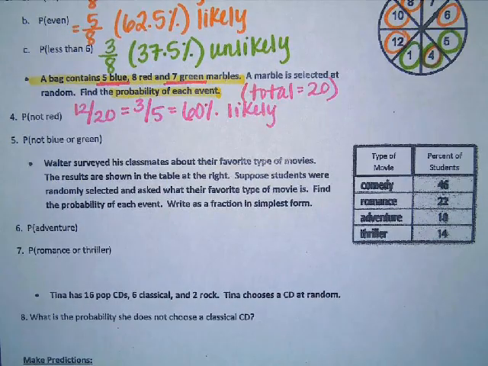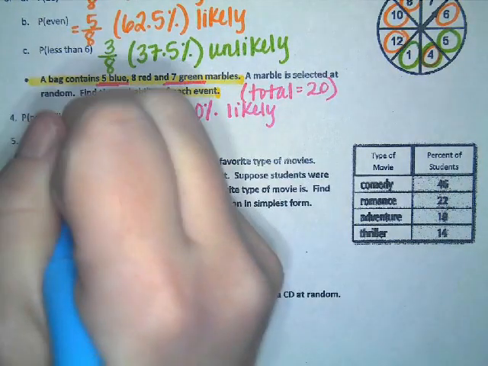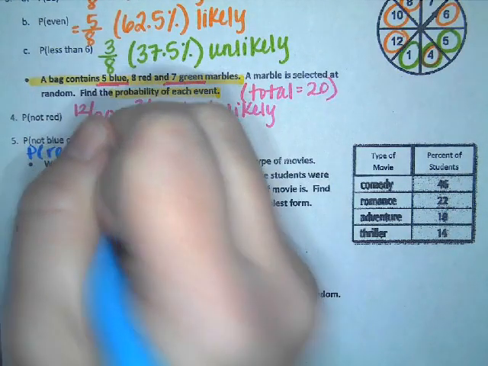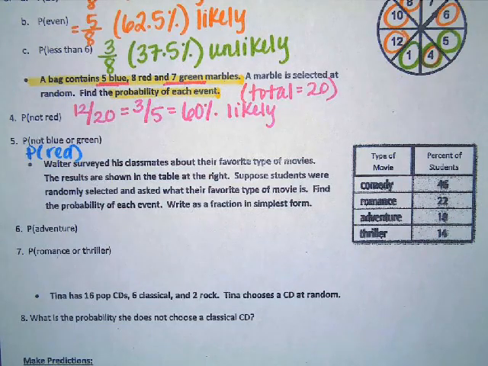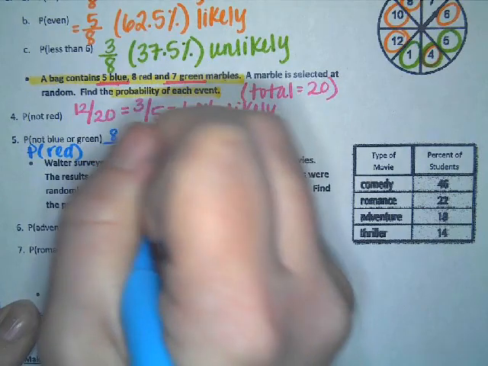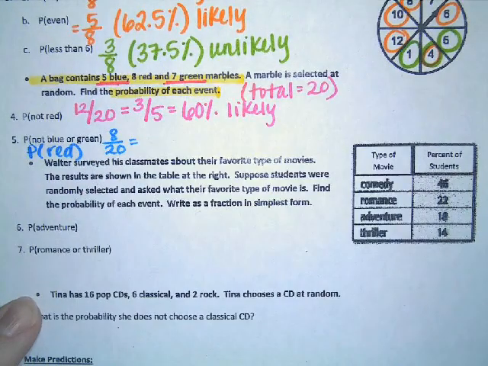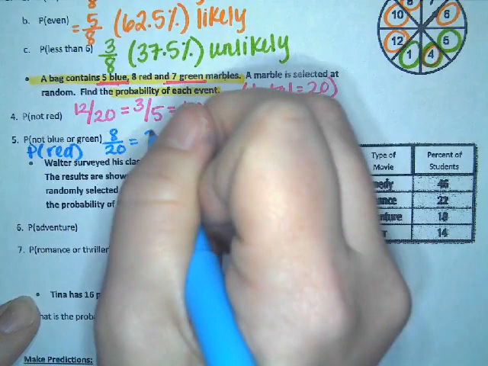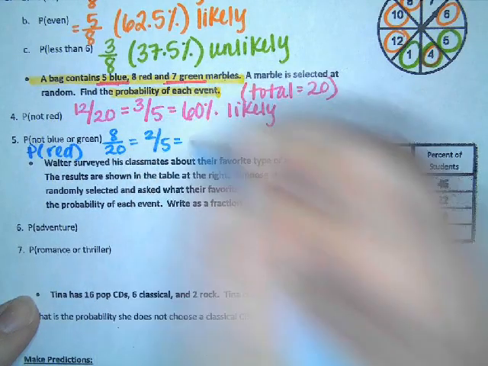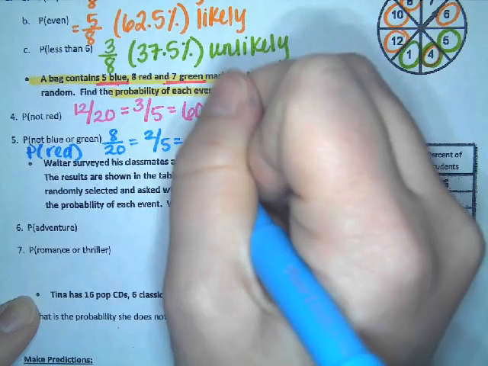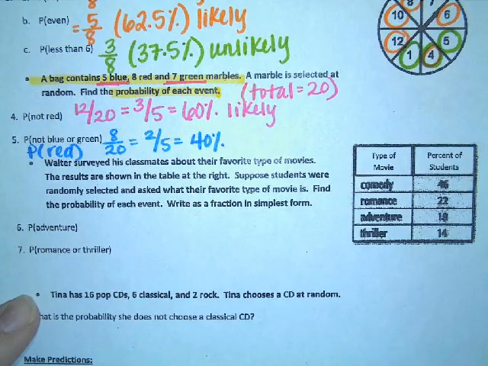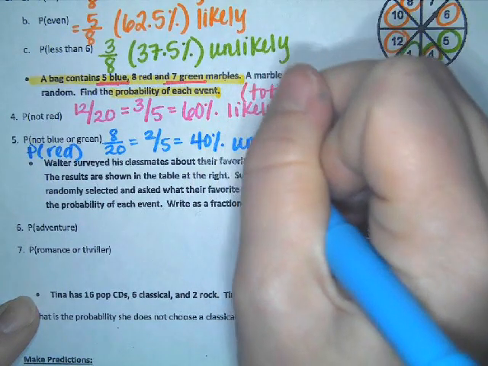This next question says, what is the probability of not blue or green? Meaning the only other option left is red. So really, I'm finding the probability of landing on red. Because the only number left is 8, I'm doing an 8 out of 20 chance. I want to simplify that fraction to be 2 out of 5, which means that I have a 40% chance. However, 40% is unlikely to happen.